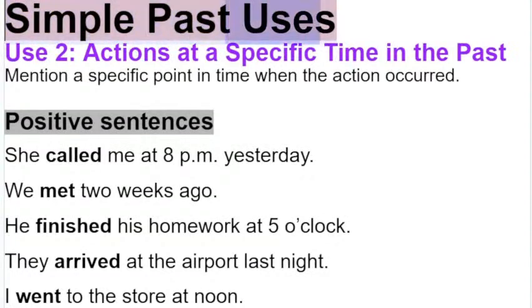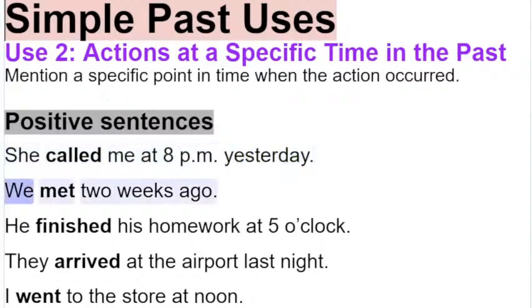Simple past uses. Use actions at a specific time in the past. Mention a specific point in time when the action occurred. Positive sentences. She called me at 8 p.m. yesterday.